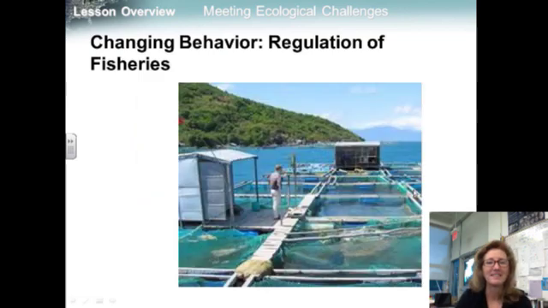Aquaculture, what is that? It's the farming of aquatic animals, and it offers a good alternative to commercial fishing with limited environmental damage if it is managed very properly. Overall progress in restoring fish populations has been slow.